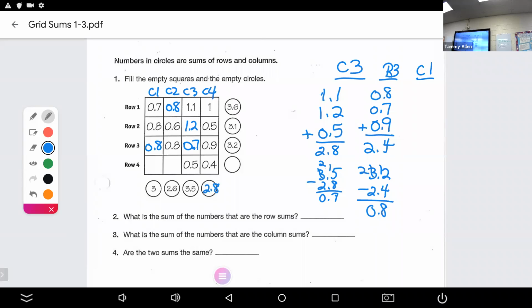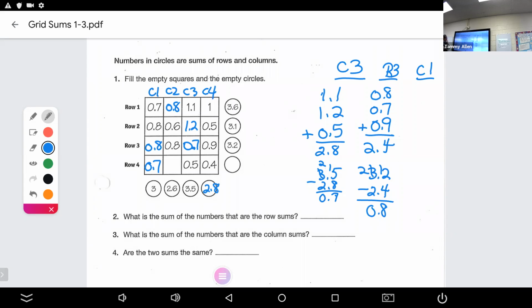What did you get for the missing value in C1? Everybody get 1 and 5 tenths? No? Okay. 0 and 7 tenths. 7 tenths? That would give you 1 and 5 tenths, 1 and 5 tenths, which gives you 3, so it has to be 7 tenths.